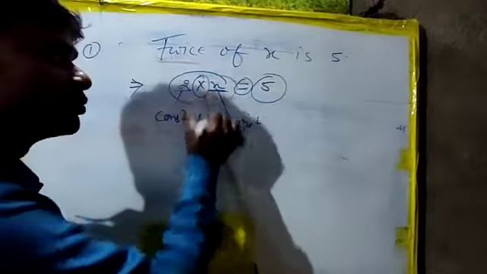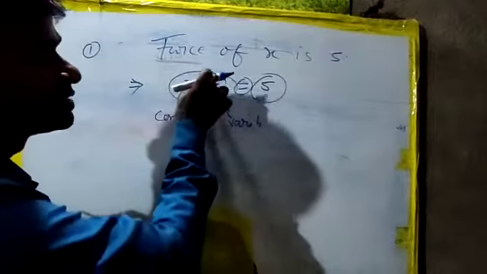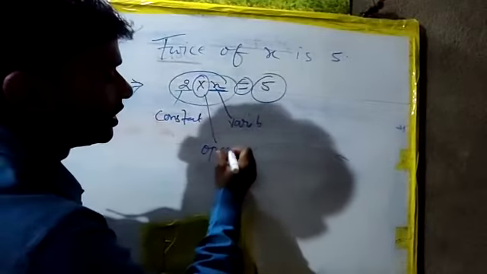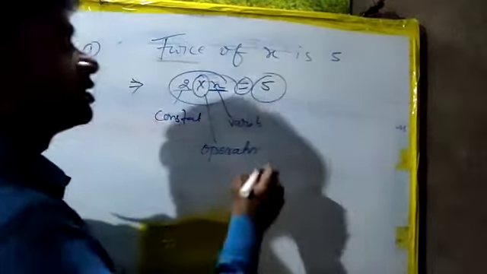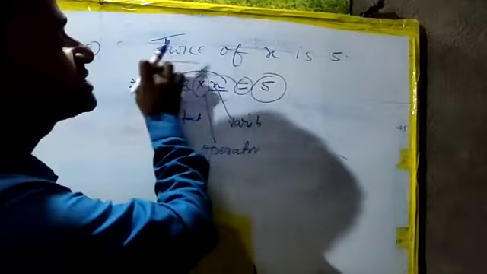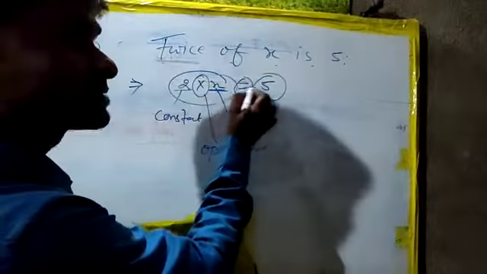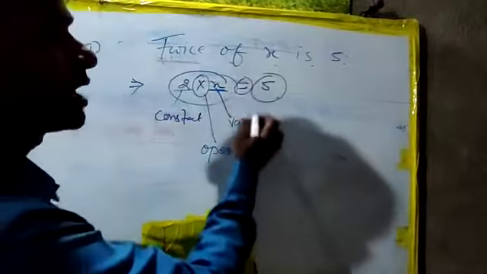We have used symbolic words. Here is the symbol of multiplication. This is called the operator, right? And according to this an equation is formed, that twice of x is 5. So twice of x is equal to 5. This equation is formed through the equal to symbol.